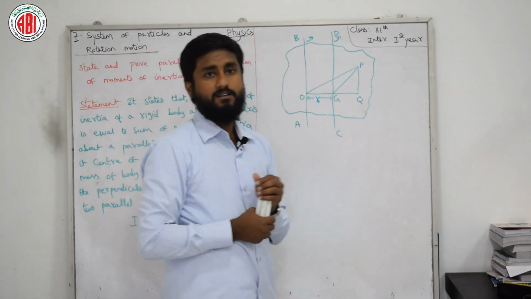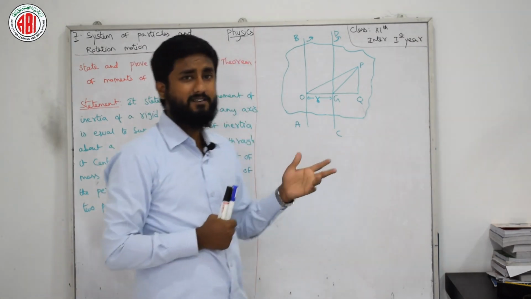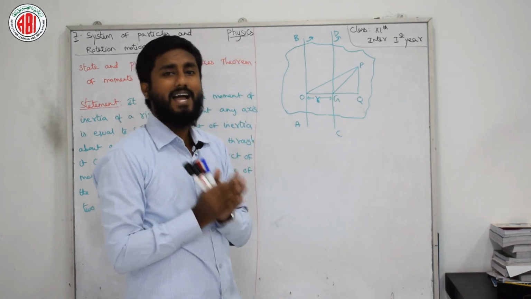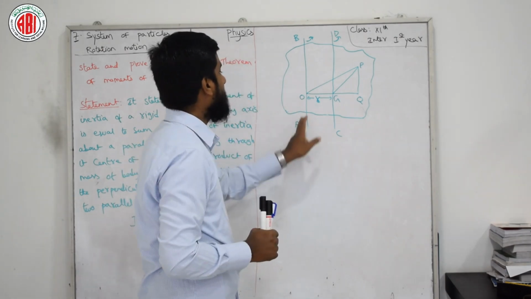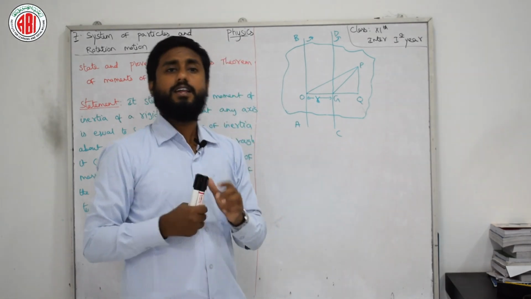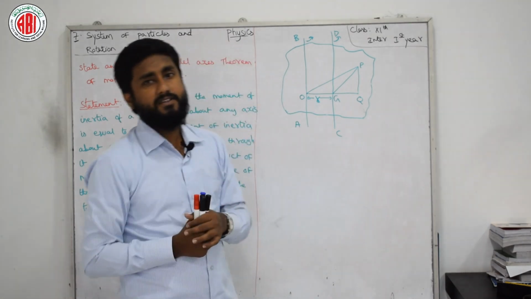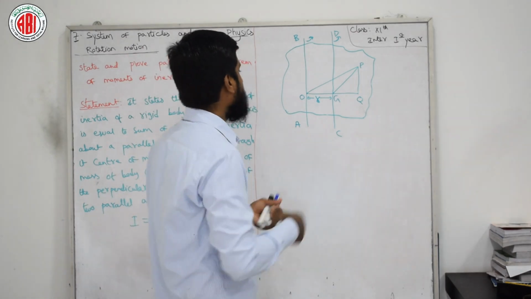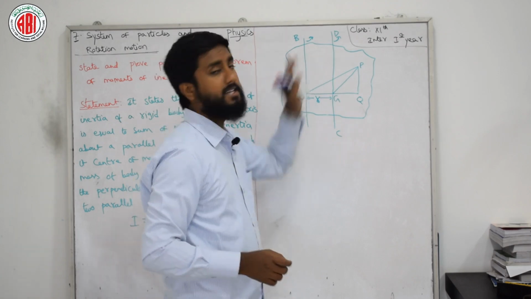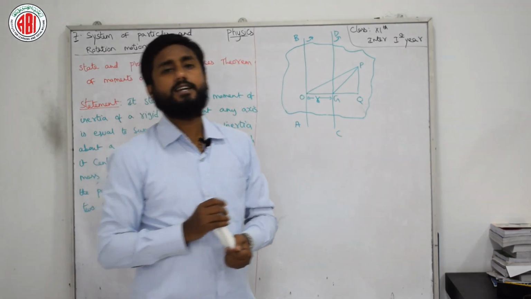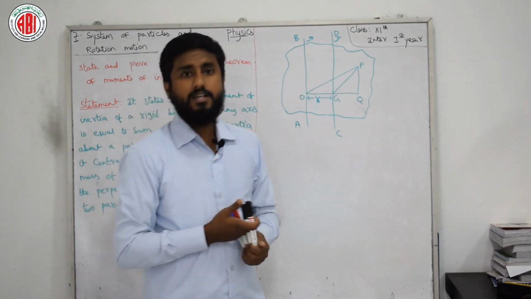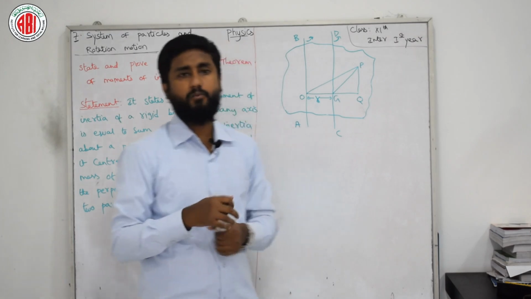Let CD be the axis through the center of mass of the body, which is parallel to the axis AB. Here you can see this axis CD is parallel to the axis AB. Let R be the perpendicular distance between the axes AB and CD. Assuming that the body consists of a large number of small particles, consider a small particle of mass m at point O.